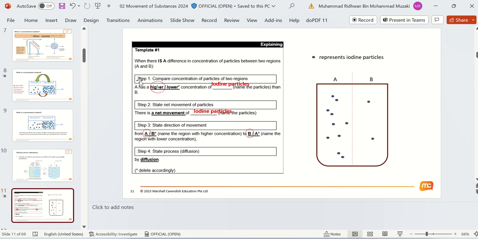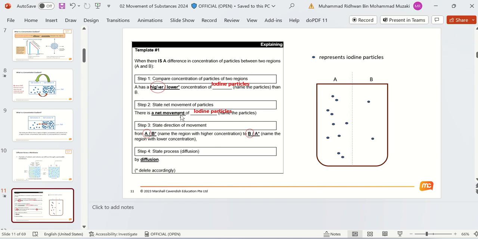For example, in step 1, the first thing that you should describe is to compare the concentration of particles between the two regions. Over here it is clear cut. Side A has more iodine particles. So the first step that you should state is A has a higher concentration of iodine particles. You need to name the particle. What kind of particle is it? In this case, it is iodine, compared to B.